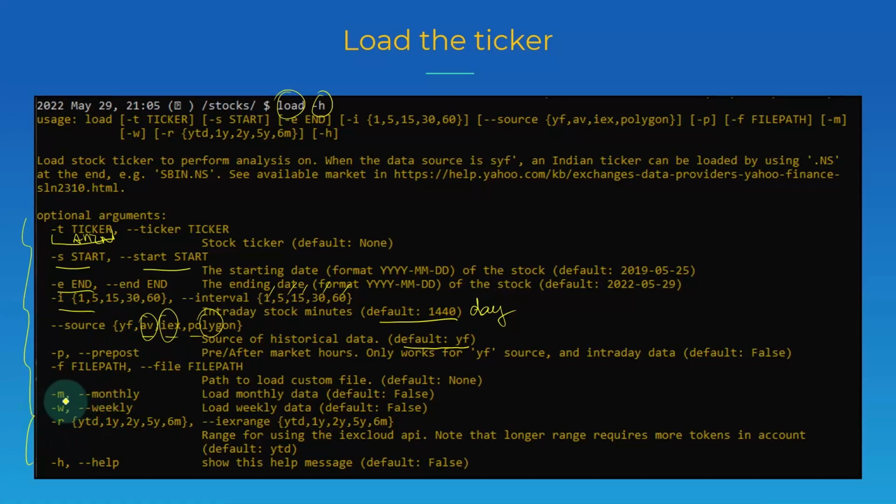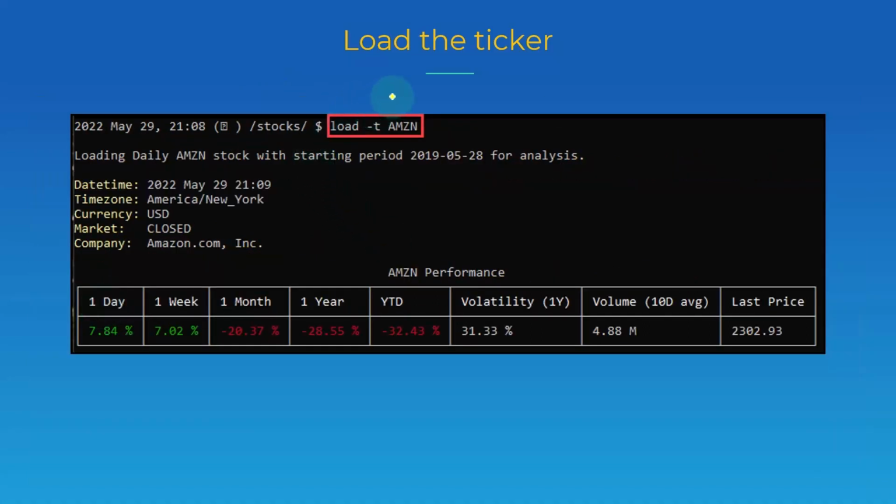And here, if you want to get monthly or weekly data, you do it like this. You can also do a range. So instead of specifying a start and an end date, you can say, just give me year to date, or give me just the past 2 years as an example. Right, and that's all we need, but I'm just going to keep it simple. All I'm going to do is say load, and then load information for the ticker Amazon, as you can see here, right? Load -t AMZN.